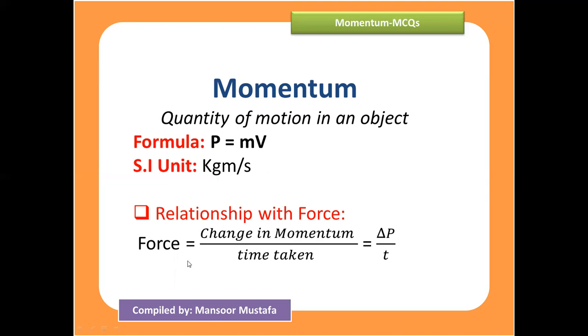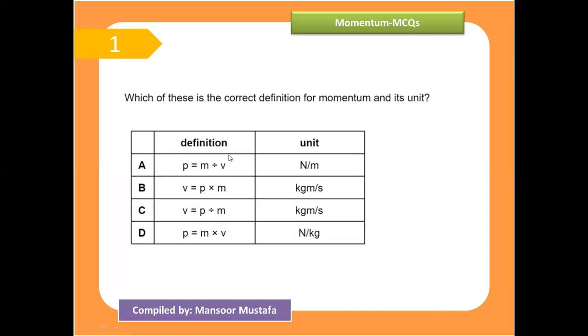Now there is a relationship between force and momentum: force is the change in momentum per unit time. This change is represented by the symbol delta. This delta is used to represent the change in any quantity. Here we are discussing the change in momentum, so that will be delta P divided by time. So that is the formula, or you can say the relationship between force and momentum. So let's start with the first question.